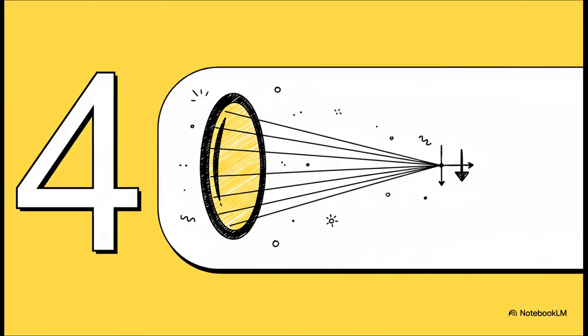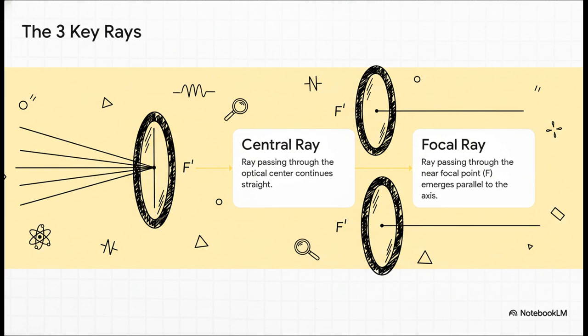Now, what if math just isn't your favorite thing? No problem. I've got good news. There's a totally visual way to solve the exact same problem. It's a technique called ray tracing, and it's a fantastic shortcut to figure out where that image is going to pop up. So how does ray tracing work? It's all about following a few super simple rules for a couple of special light rays.